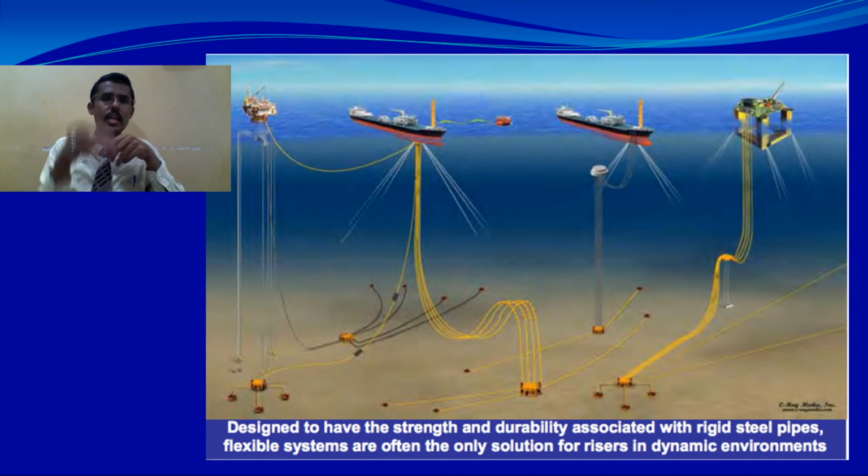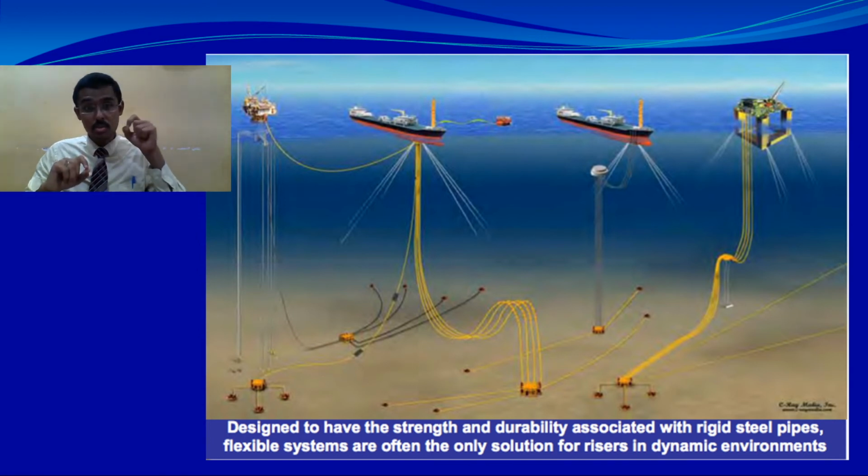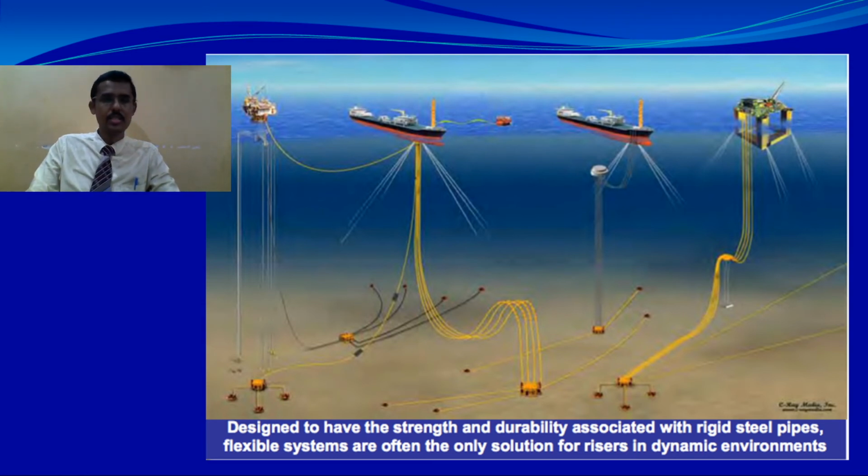We have to move it here and there, and it is to be stored. Maybe in a ship we can bring it in a large tanker. We can fill it like submarines. So that is to be designed. For durability and strength we need those pipes, so a composite material is used, and that also is subject to inspection. That is why you see a colored image designed to have strength and durability associated with rigid steel pipes and flexible systems. Flexibles are often the only solution for risers in a dynamic environment.